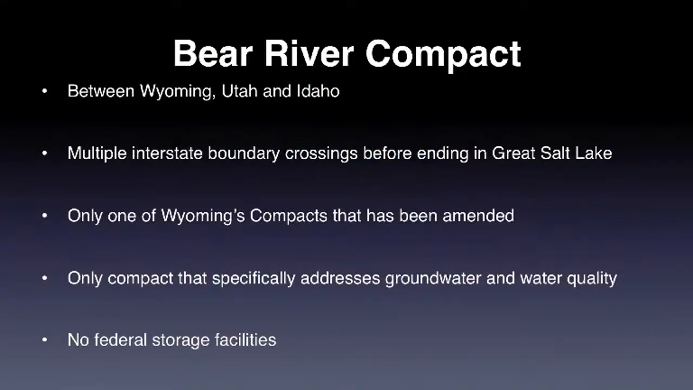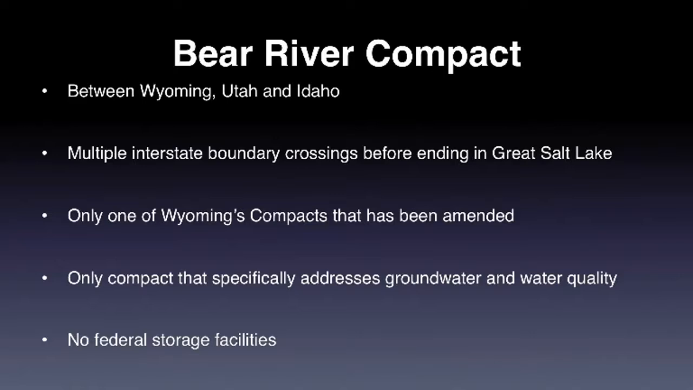So with all of these multiple river basin crossings, each state has to have some assurance of how much of the river basin is under their authority to allocate. It is also unique in that there are no federal storage facilities, either from the U.S.